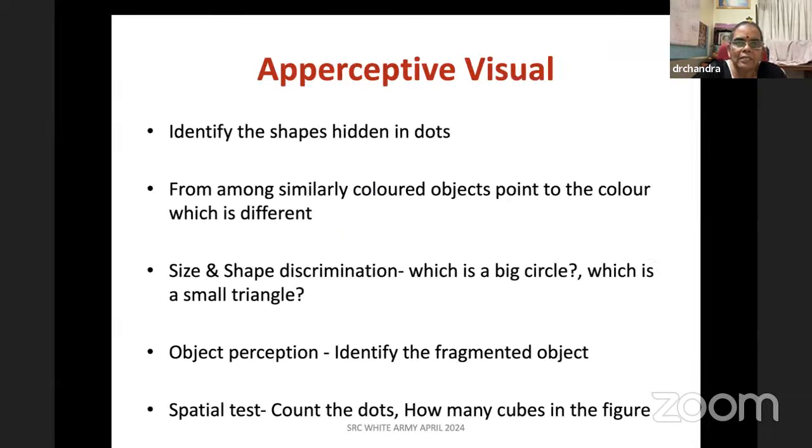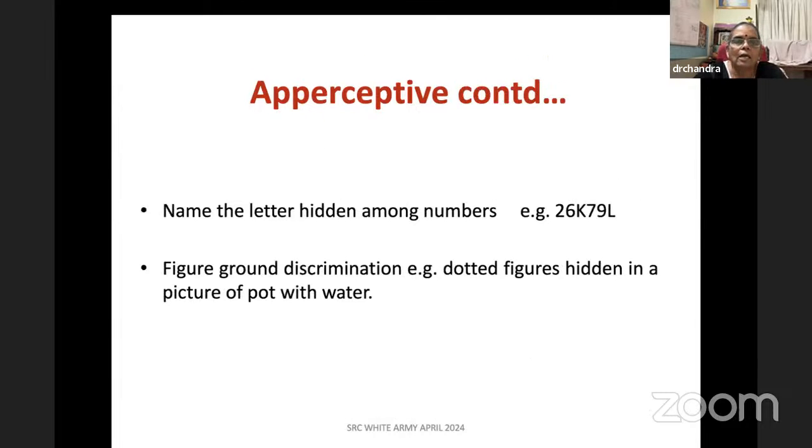Identify the shape hidden in dots. And from among similarly colored objects, point to the color which is different. Size, shape discrimination: which is big, which is small, which is triangle. Object perception: identify the fragmented object. And spatial test: count the dots, how many cubes in the figure. That kind of test. And name the letter hidden among the numbers. You can see the letter hidden among the numbers. So that is a test for apperceptive.